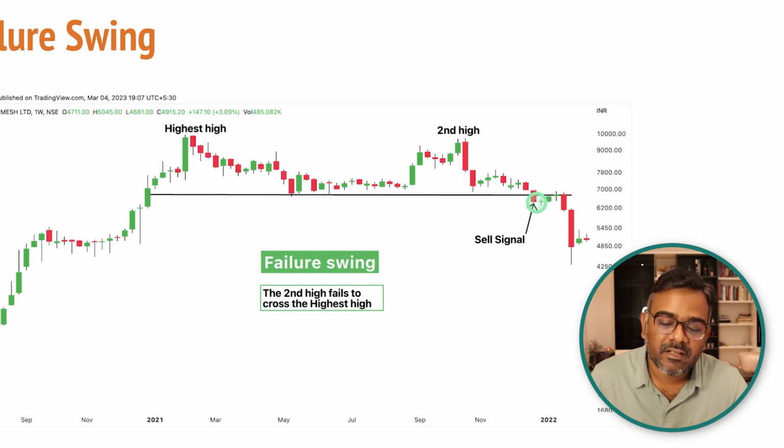At this point, it's most likely that the stock has made a top and is about to reverse. If you look at the next candles, the stock retested here around the 4 weeks, went sideways, and then started falling. And we all know that India Mart went all the way down to 3,000 in the next few weeks. That's the first setup I want to discuss today, which is the failure swing.